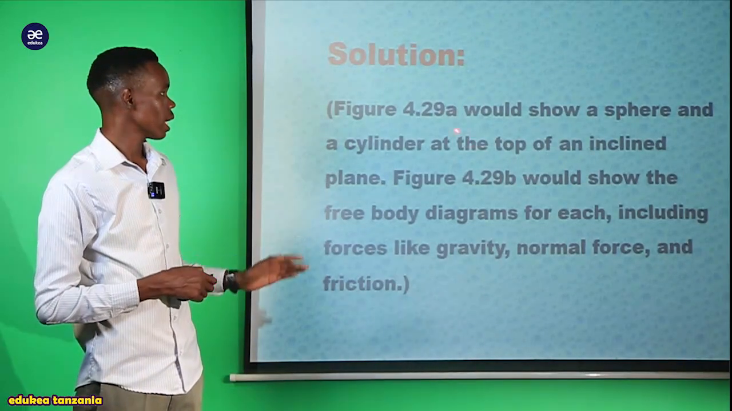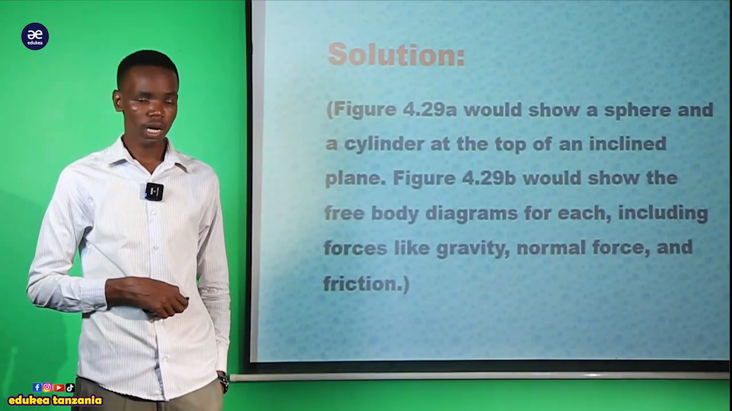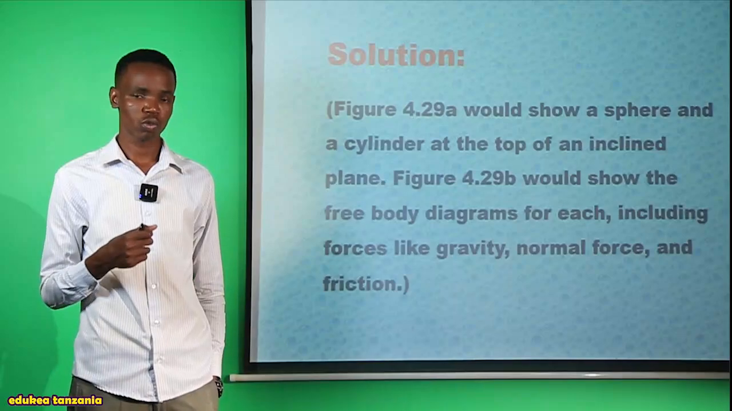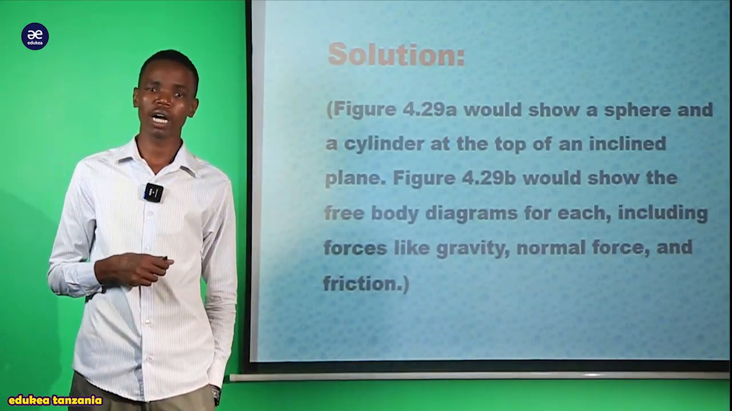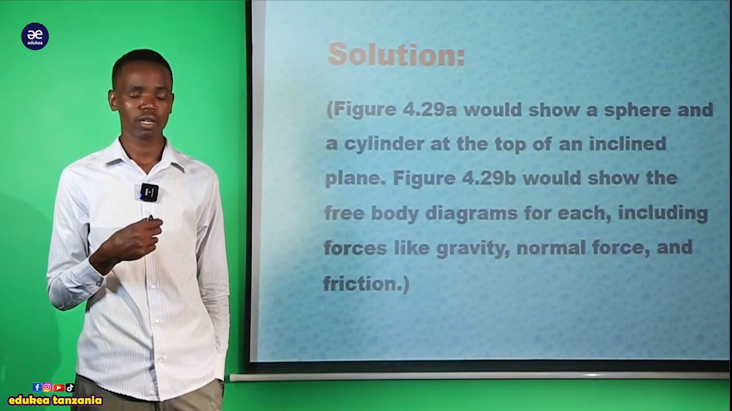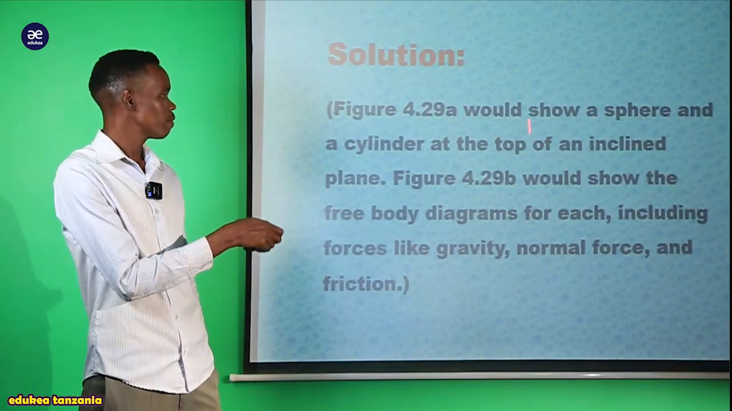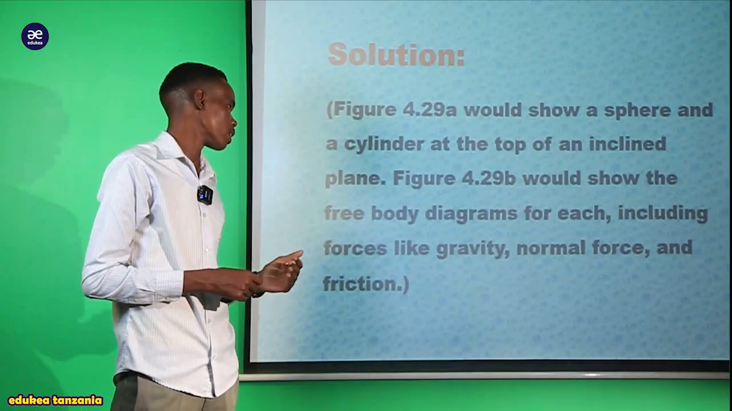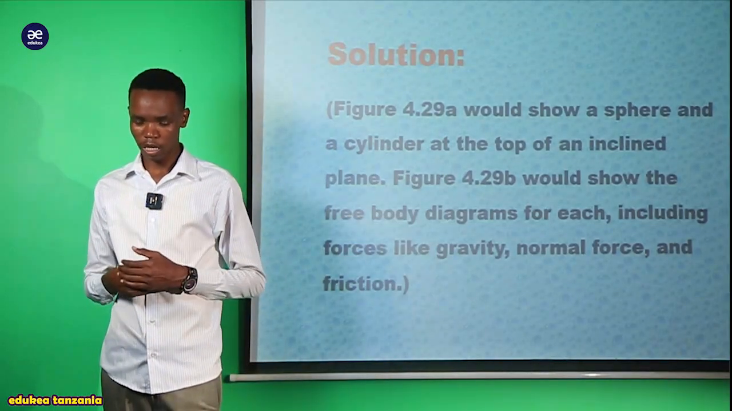So, figure number 4, a solution. As we see in our solution here, we can consider only two examples. Now we are going to see two figures. The first figure is figure 29 Roman A, and the second is figure 29 Roman B. This figure shows how a cylinder and also a sphere at the top of an inclined plane roll on an inclined plane.